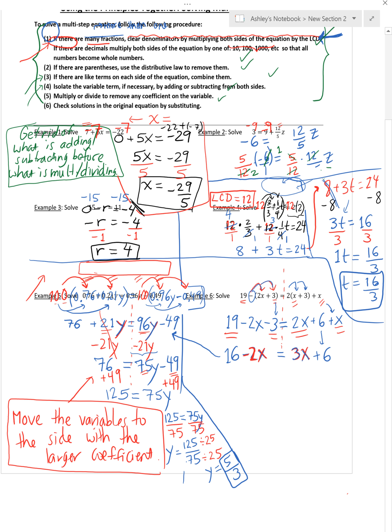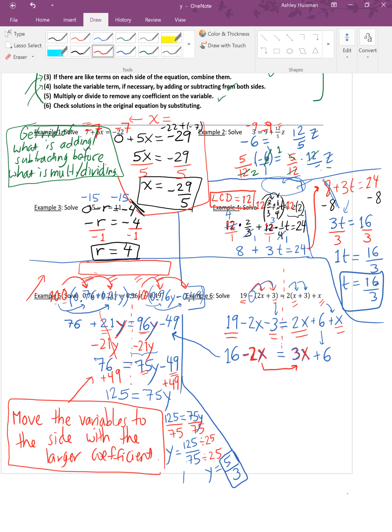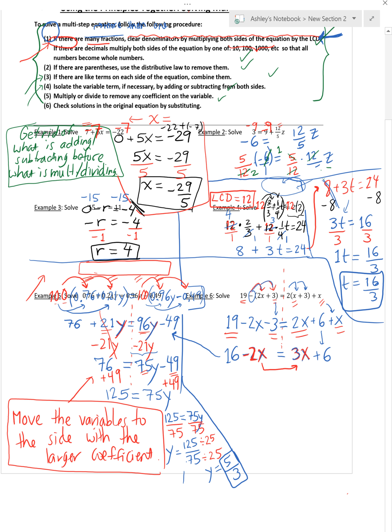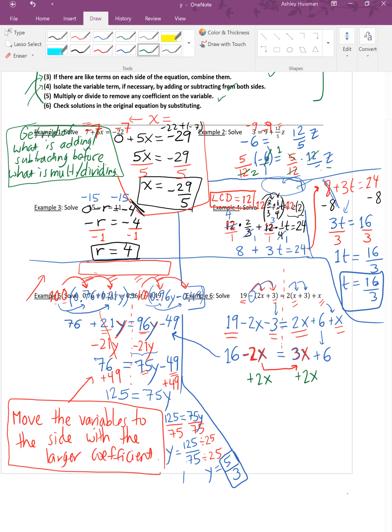Well, 3 is larger, so you want to move the x on the left to the right side. Since it's a negative 2x, or you can think of it as it's subtracting, I'm going to do the opposite and add it. And that'll knock it out. It'll disappear from the left side and it'll pop up on the right side.